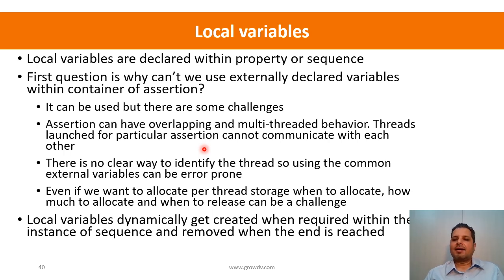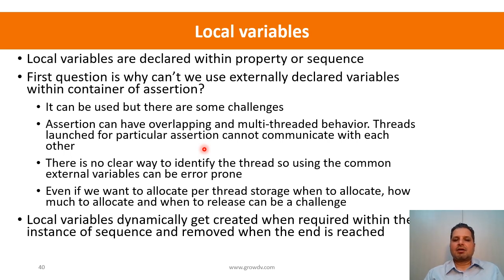One, you can declare them within the container. Let's say you are using it within the interface, you can declare the variables within the interface and use it. Or you can declare local variables which are within the sequence. So we are discussing currently in the context of sequence, but local variables can be declared within the property as well as within the sequence. And as we know, anything that we can do within a sequence, we can do within the property as well. So property is like a superset of your sequence. It can do more. So local variables can be declared within the sequence as well as within the property.